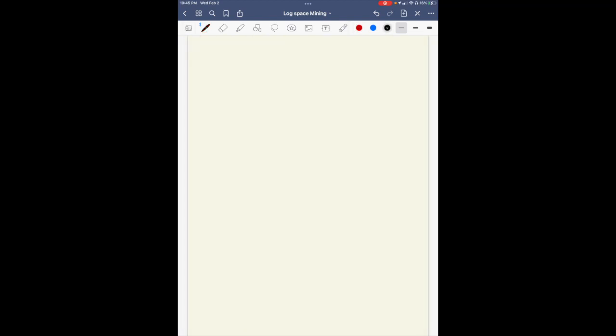Okay, so let me actually write down the bibliography. That is quite interesting. So the first one is log space mining. Actually, the full title is Mining in Logarithmic Space.